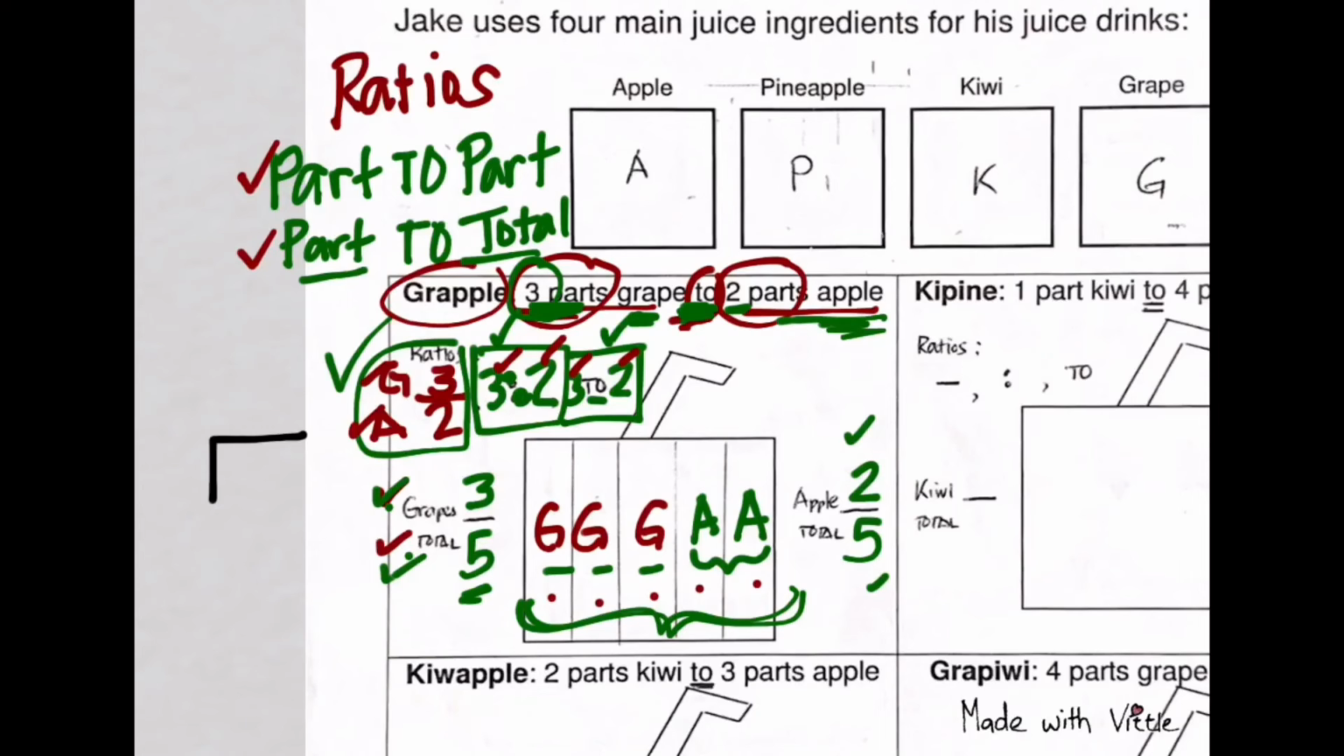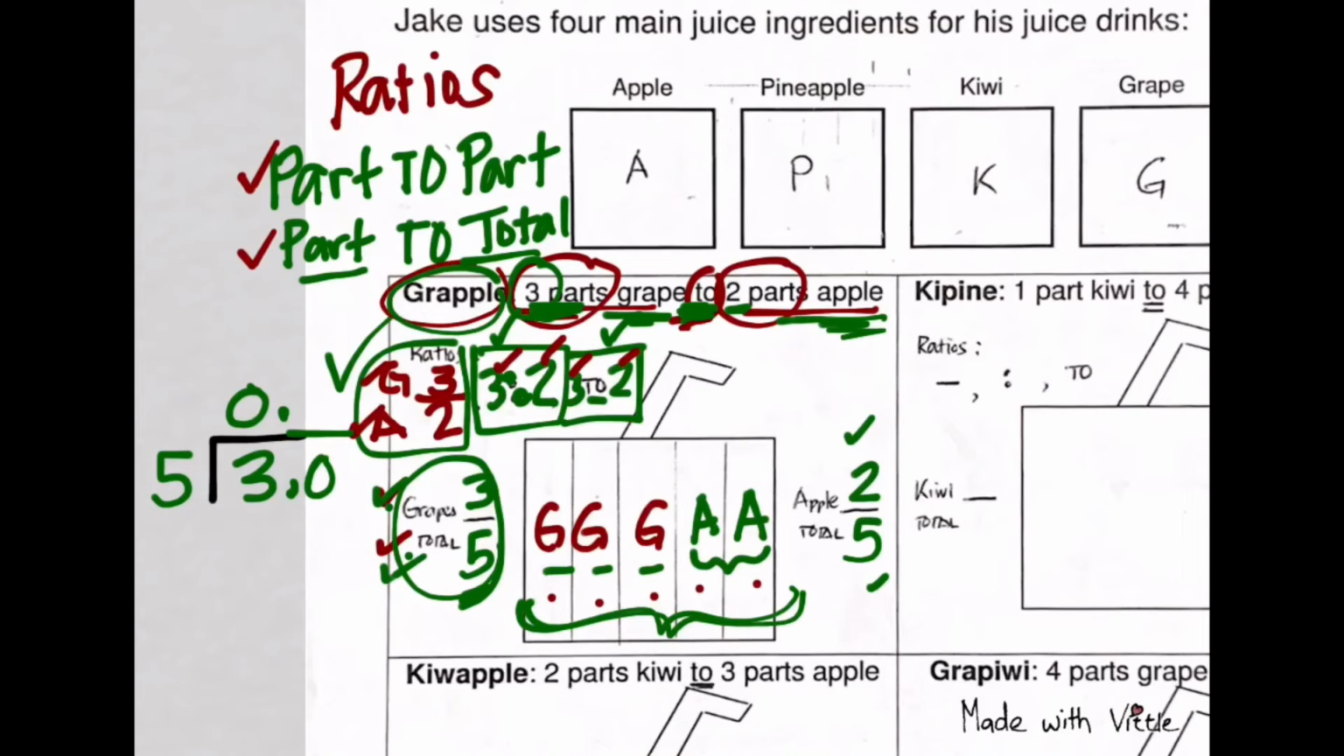So if I change this fraction 3/5, or 3 to 5, into a decimal and then a percent, we're going to find out how much percent is grapes in this grapple juice. So top in, bottom out. 3 goes in, the 5 out. 5 cannot go into 3, so that's going to be decimal, decimal, add a 0.